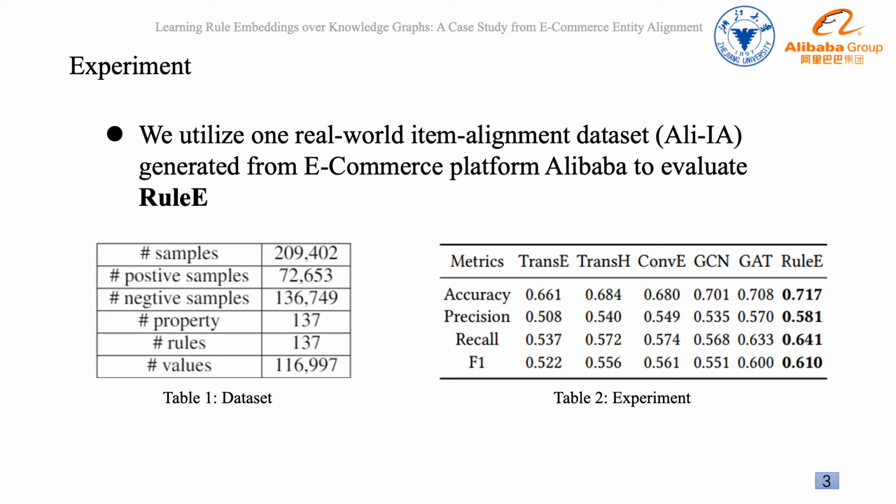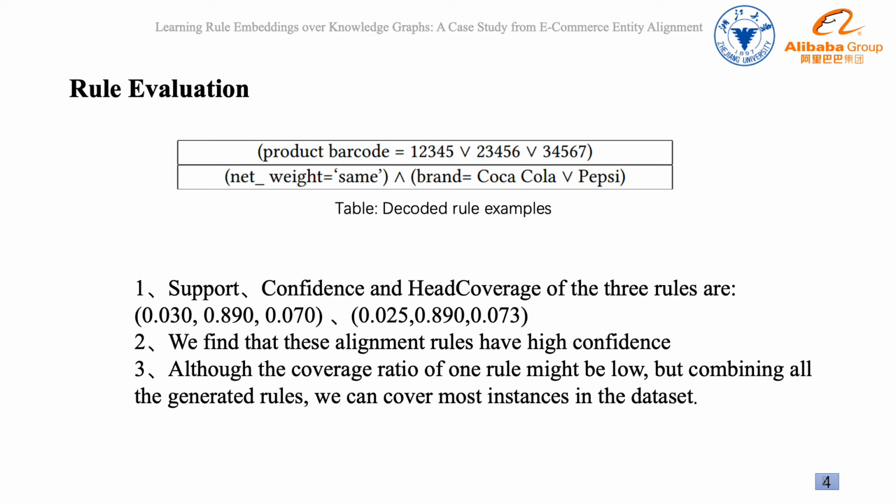During the experiment, we utilize one real-world item alignment dataset generated from the e-commerce platform Alibaba to evaluate RuleE. We compared our method with three KG embedding approaches and two graph embedding approaches. The experiment results showed that our RuleE outperforms baselines among all evaluated metrics. And we also decode symbolic rules from learned rule embeddings.